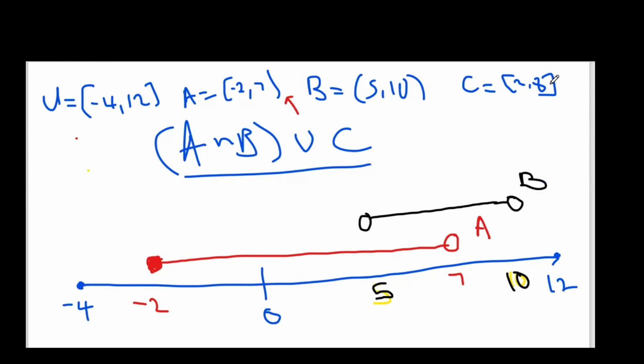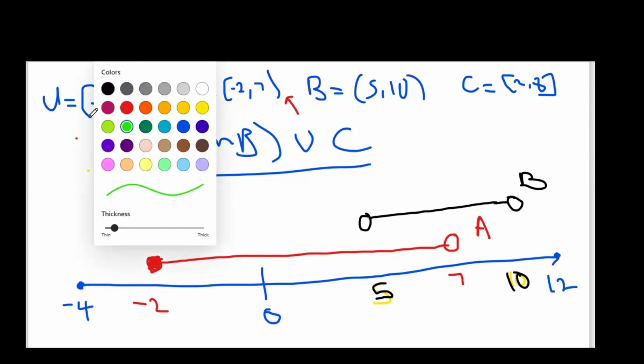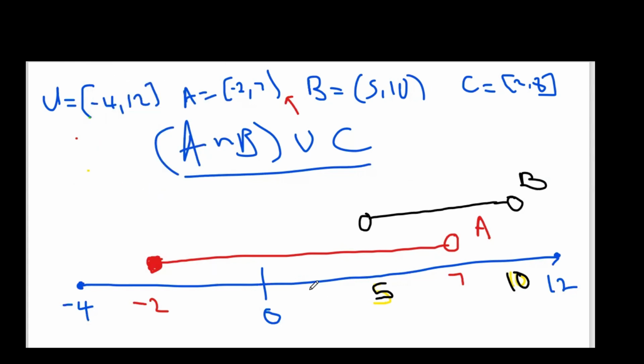And now let's plot my C, which is a closed interval from 2 all the way up to 8. So 2 can be somewhere there, and our 8 is somewhere in between. My C will start from here, which is included at the 2, all the way up to 8, which is also included. So that will be our C. My first step is to find A intersection B. So what is A intersection B?